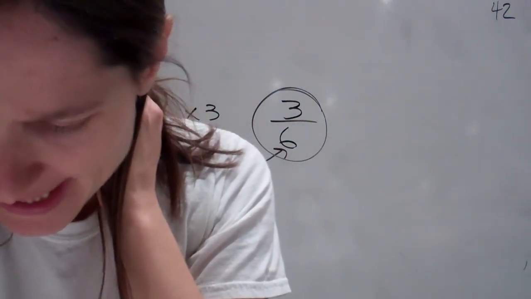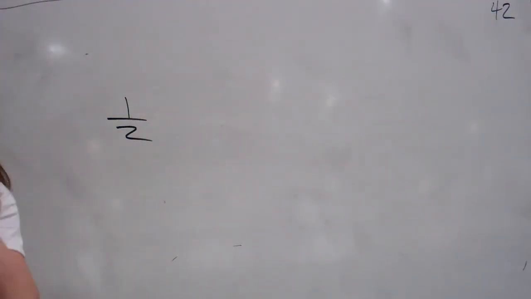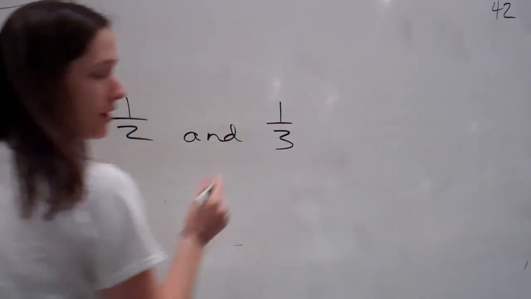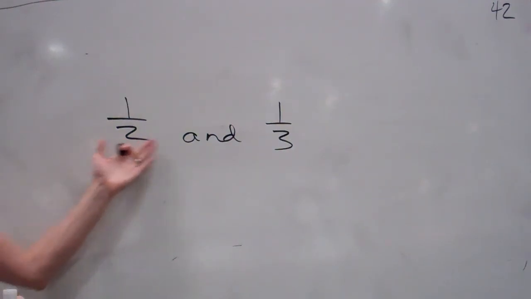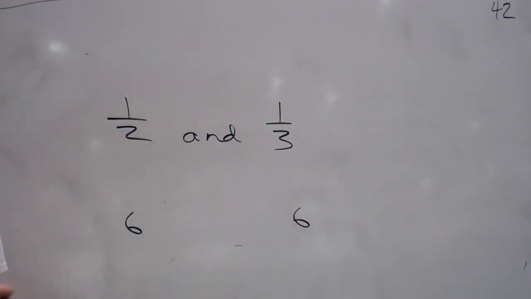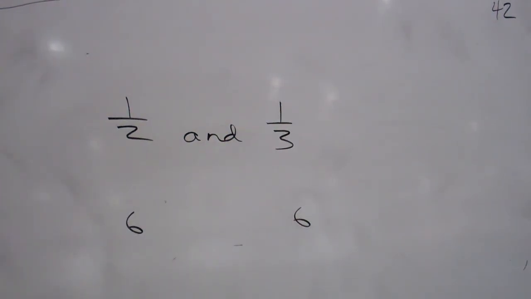Now, they may say something like this. Listen to this. It tells me to write 1/2 and 1/3 as fractions with denominators of 6. So right now I have a denominator of 2 and a 3, but they're wanting me to have a denominator of 6 on both of those. Okay? Then they say this: then add the renamed fractions.